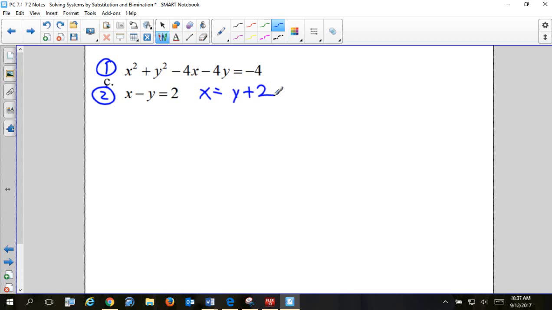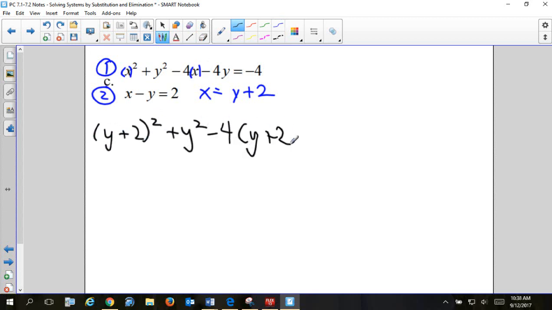Now, in the first equation, wherever you see an x, we're going to replace it with y plus 2, and there's multiple x's. Wherever you see an x, parenthesis y plus 2. So we'll have parenthesis y plus 2 squared plus y squared minus 4 parenthesis y plus 2 close parenthesis minus 4y equals negative 4.